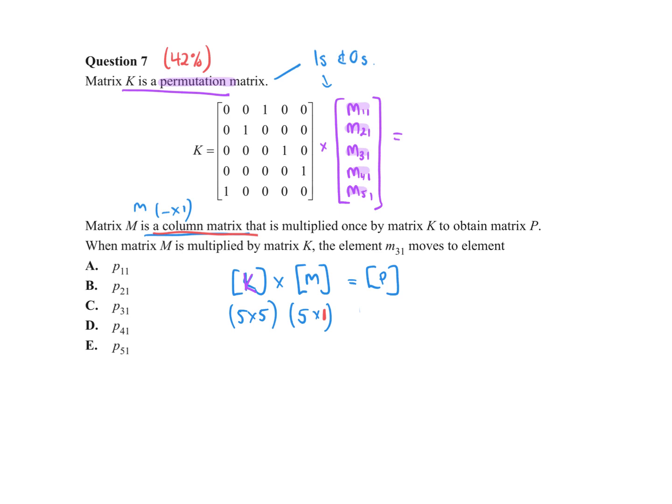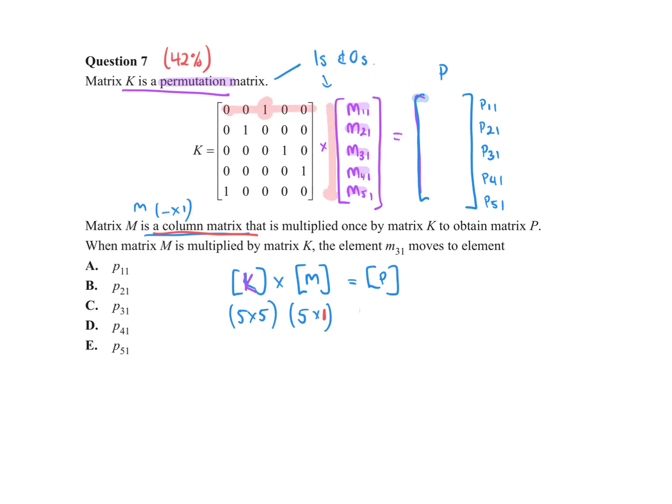And you can see what you're going to do is multiply it by that K, and you end up with this P matrix. So P would have whatever its elements are. This would be the P11 spot, this would be the P21 spot, this would be the P31 spot, P41 and P51. But we're going to shuffle around. So remember, with permutations, you go run and dive.